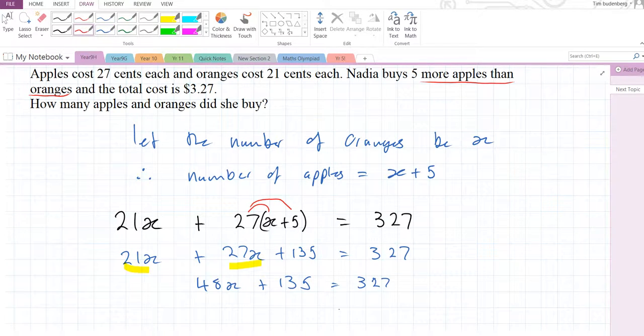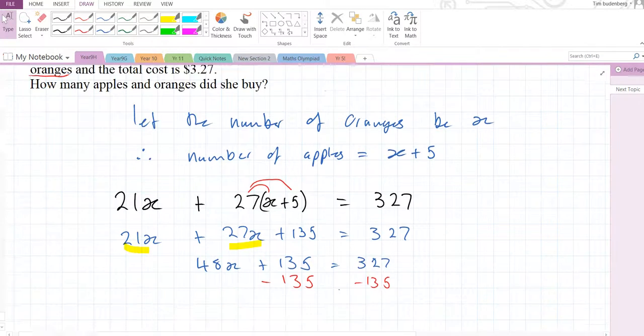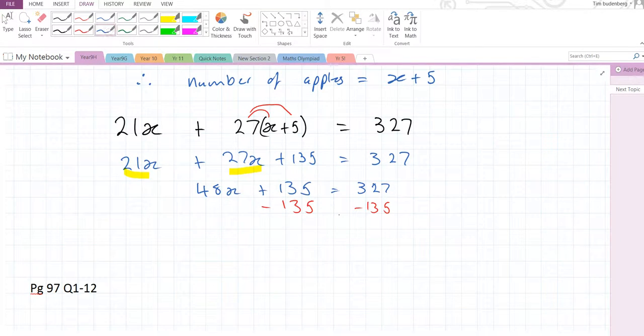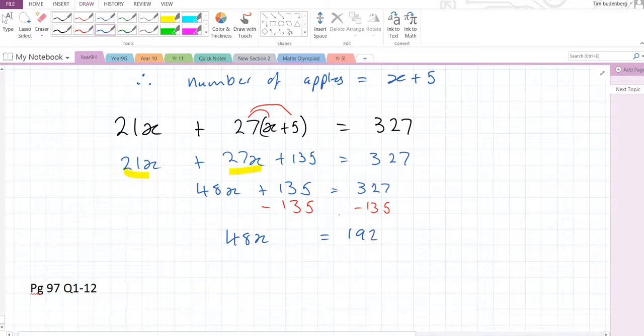Now we go Shrek on the x, so we unwrap it, taking away the things furthest from it. 48x is equal to 192. Divide both sides by 48. The pen is messing up. And therefore x is equal to 4.